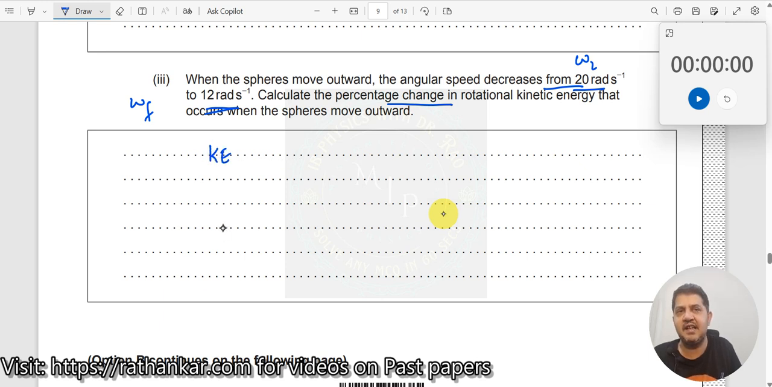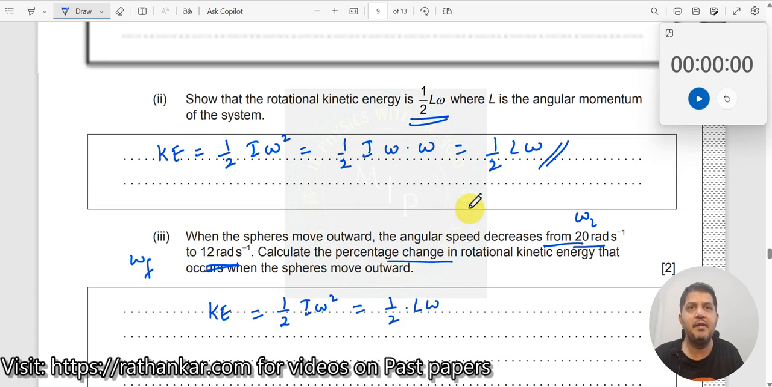What is the kinetic energy when the value of omega changes? Kinetic energy, as we know, is given by half I omega square, which should now be equal to half into L into omega. How do we know this? We already got it from here.